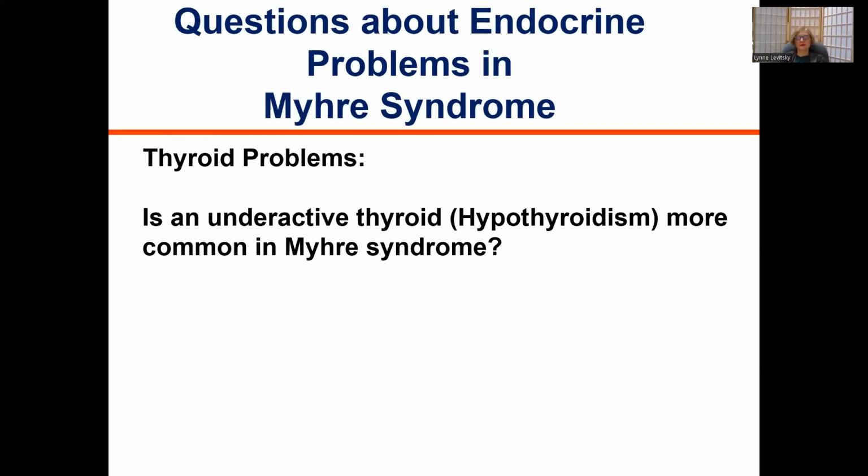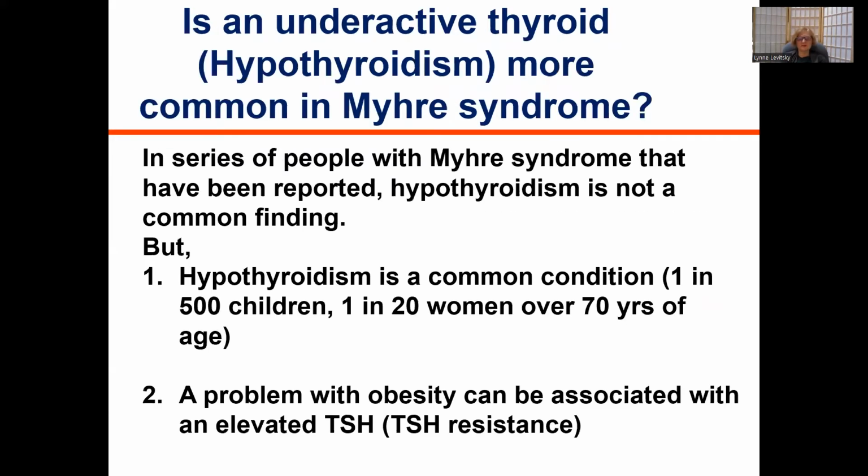So in terms of thyroid problems, is an underactive thyroid, which is what hypothyroidism is, more common in Myhre syndrome? And my answer to this is, I don't think so. In series of people with Myhre syndrome that have been reported, and they're not series of 300, they're series of 30 or 40 or 50, because this is a very rare condition. At least it has been described in a small number of people. It may have gone undiagnosed in many others. Hypothyroidism is not a common finding.